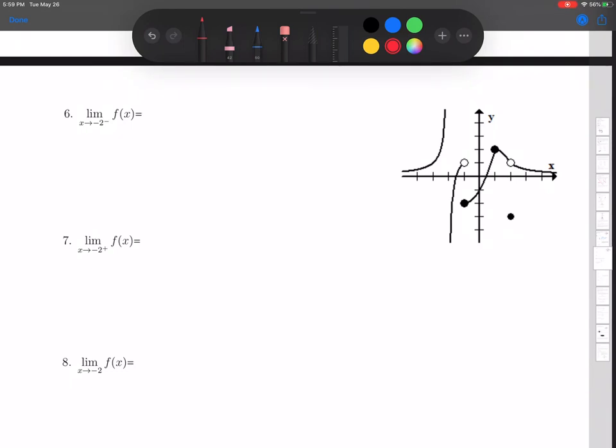So number 6 says, find the limit of f of x as x approaches negative 2 from the left. So if we're looking at negative 2 from the left-hand side, first of all, negative 2 is right here. I'm just going to mark it in red. And if we're looking from the left-hand side, we're looking at things that are less than negative 2. So if it's coming in this way, where do my y values seem to be going? Well, if you guys can see, what does that look like there?